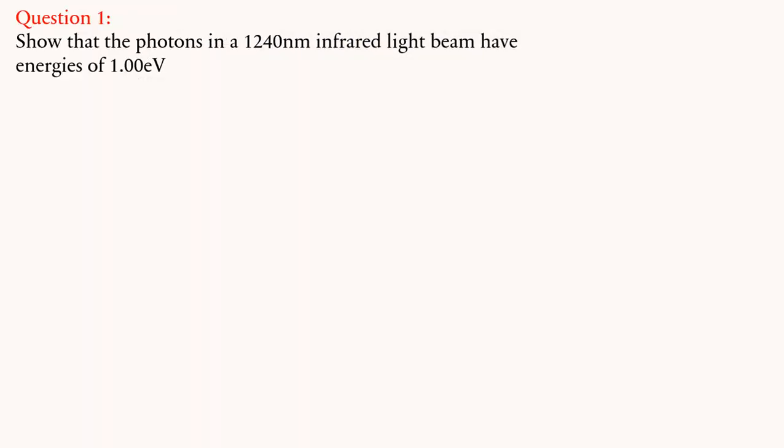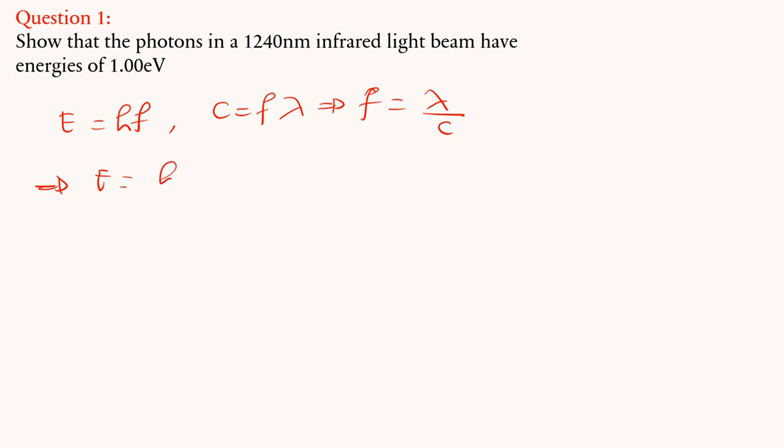Okay, so let's begin with the first question. Show that the photons in a 1240 nanometer infrared light beam have energies of 1.0 electron volts. In order for us to prove this, we are going to use E is equal to hf, but we also know that c is equal to f lambda, so f is equal to c divided by lambda. So this implies that E will be equal to hc divided by lambda, where c is the speed of light and h is Planck's constant.